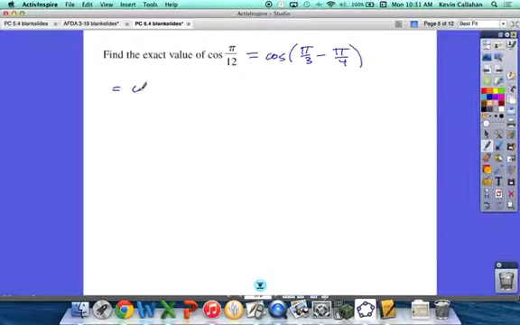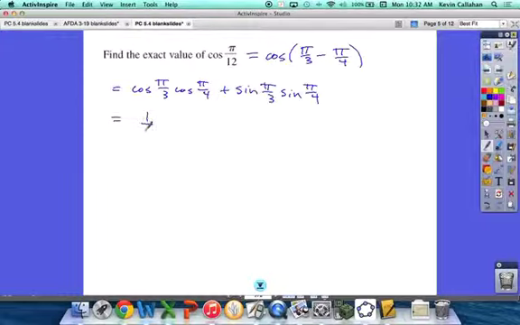So this is cosine pi over 3, cosine pi over 4, plus sine pi over 3, sine pi over 4. And then those are all unit circle angles. The cosine of pi over 3 is, these are all the same values we mixed around on the last slide.